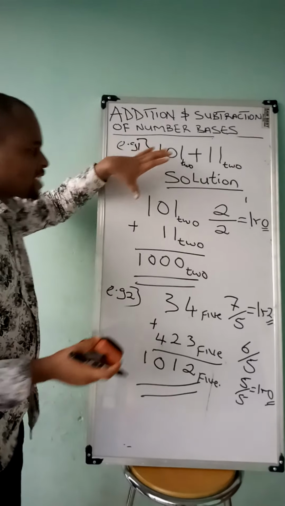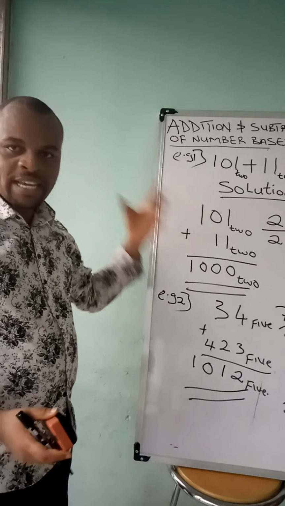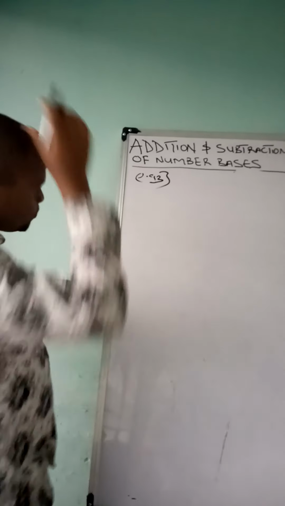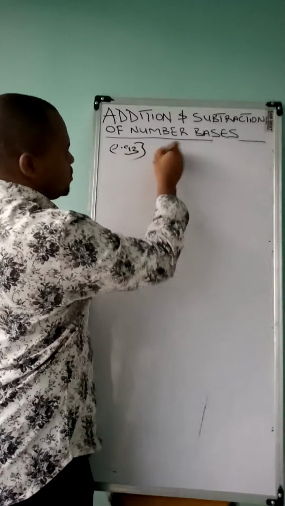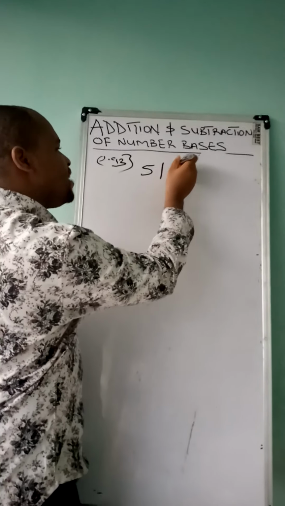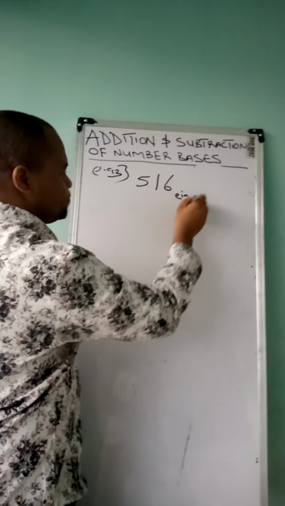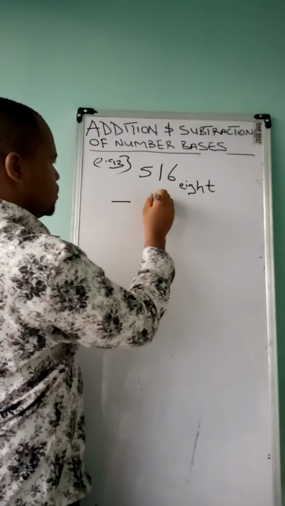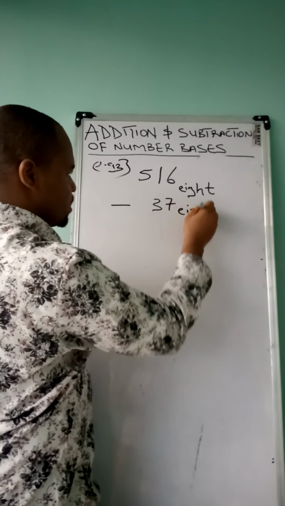Alright, we've taken 2 examples for addition in base 5. Now let's look at subtraction. Example 3, we are looking at subtraction now. If we are given 516 in base 8 minus 37 in base 8.